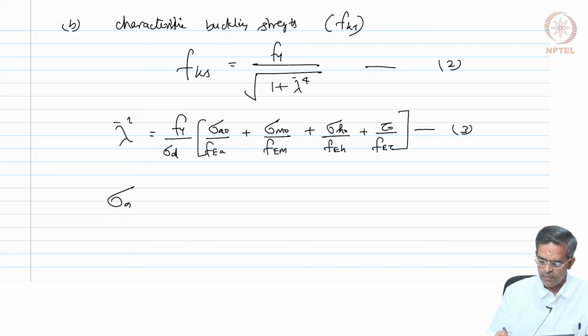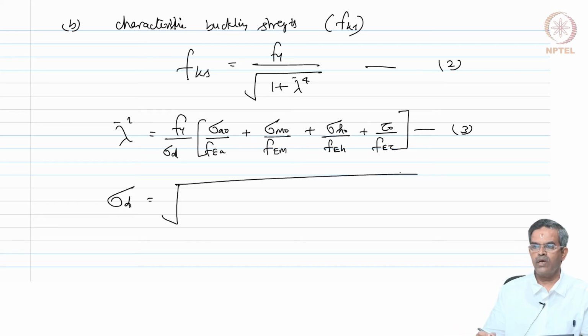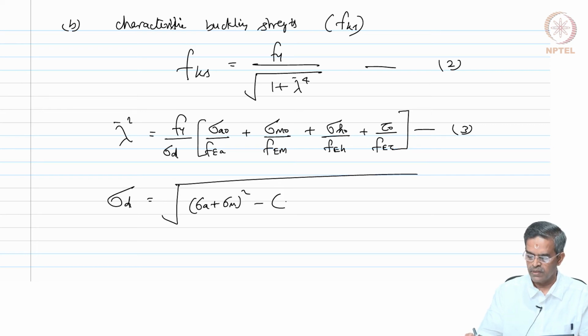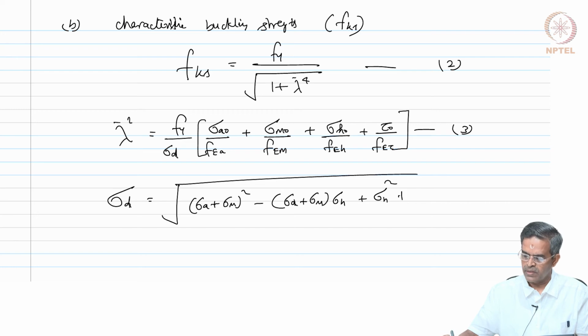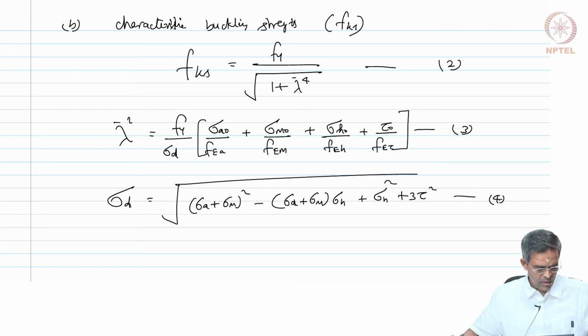And sigma D, the design strength, is governed by the square root of squares of sigma A plus sigma M square minus sigma A plus sigma M of sigma H plus sigma H square plus 3 tau square. We call equation number 4. They are available in DNV RPC 2002 code.